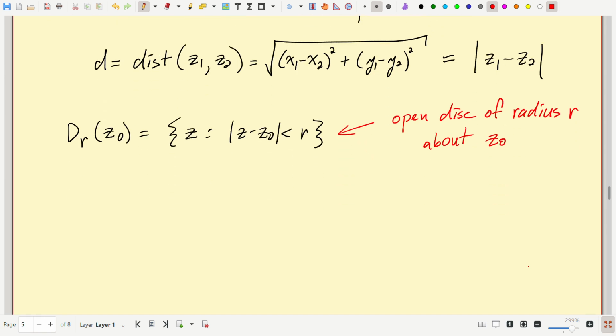And so the picture would be what you expect. I'll draw a dotted line for the circle to indicate that the boundary's not in it. And z naught here is the point in the center, and it's a disk of radius r. And the set of points then is the shaded region inside that disk.